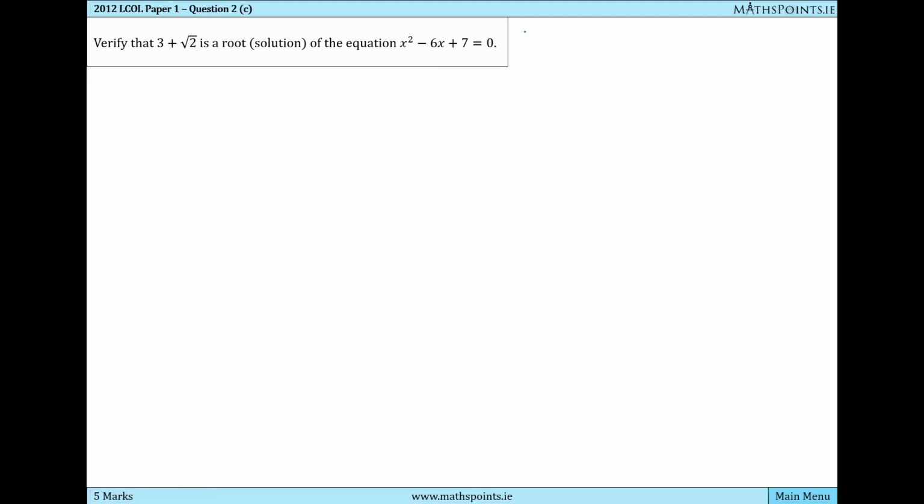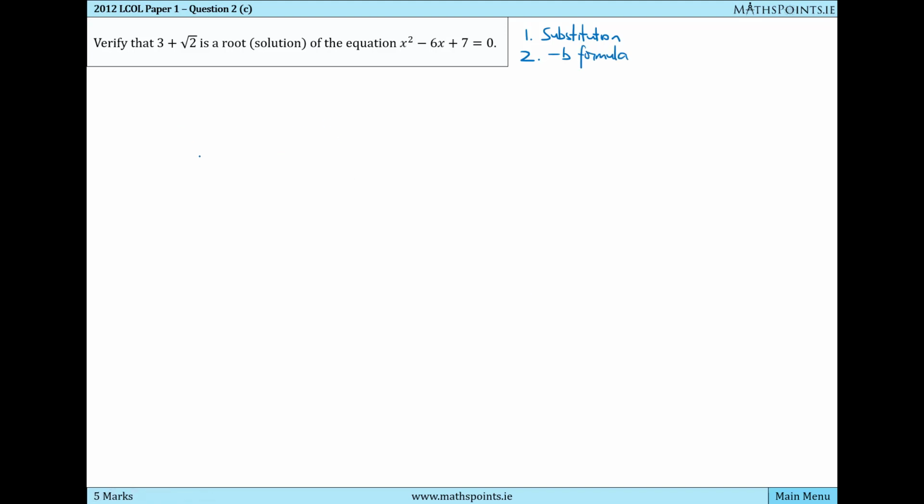So the first method that we're going to do on this slide is going to be substitution. So when we sub in 3 plus root 2 into this equation, it should satisfy the equation, meaning that the left-hand side, when we sub in x equals 3 plus root 2 for both the x's, we should get 0. The second method is we're going to actually go and find the two roots of this equation and show that 3 plus root 2 is one of those. And we'll do that by using the minus b formula.